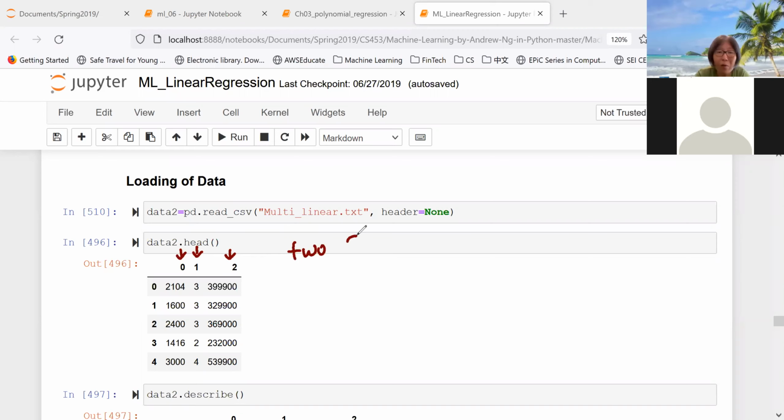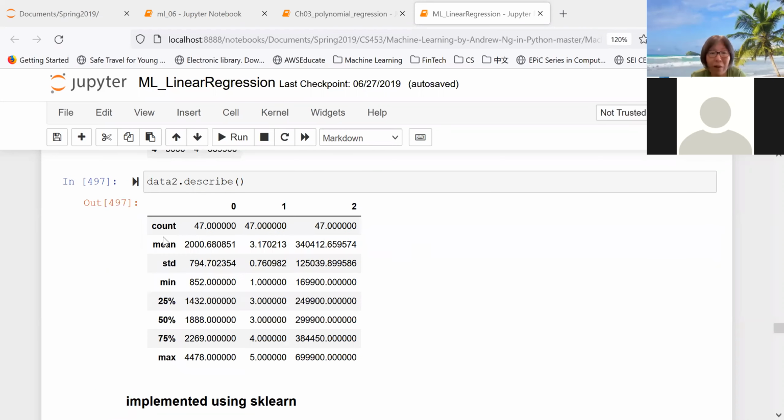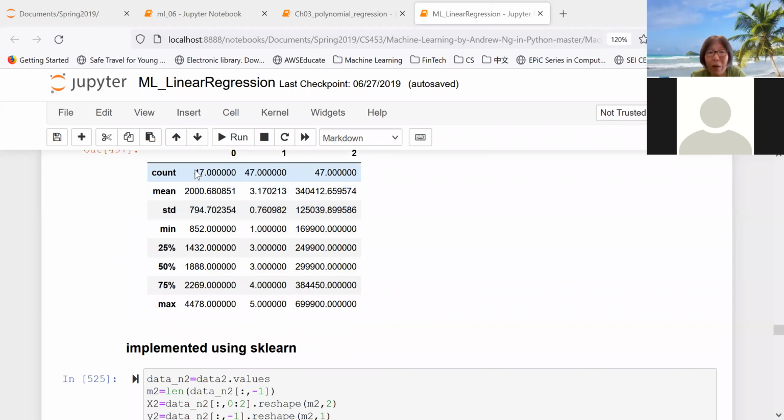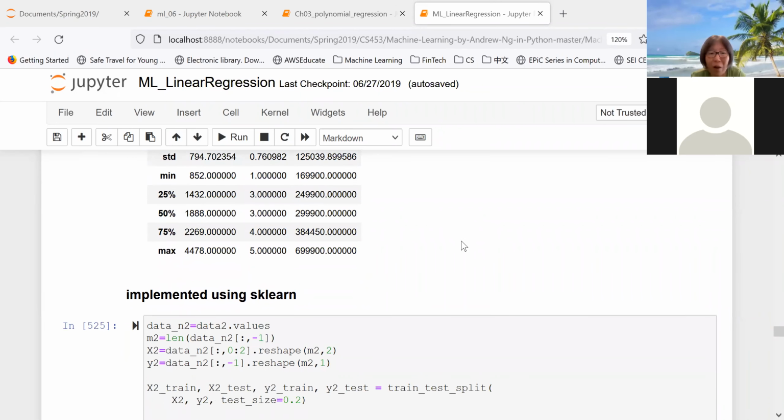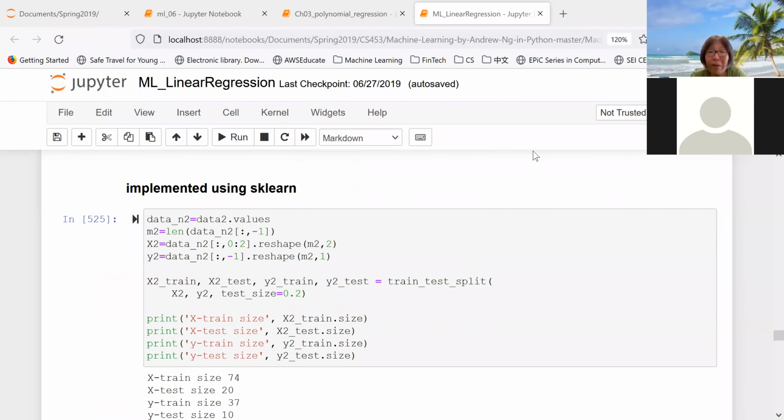So 2 features and 1 target. So you're going to extract the features and the target value. And the number of samples size is not big, okay? And then in this case, we are still using sklearn. So we are going to collect the feature value, okay? And of course, you also want to know the number of samples.